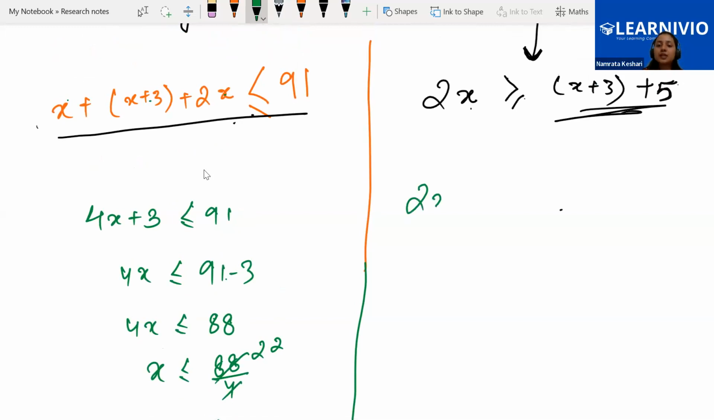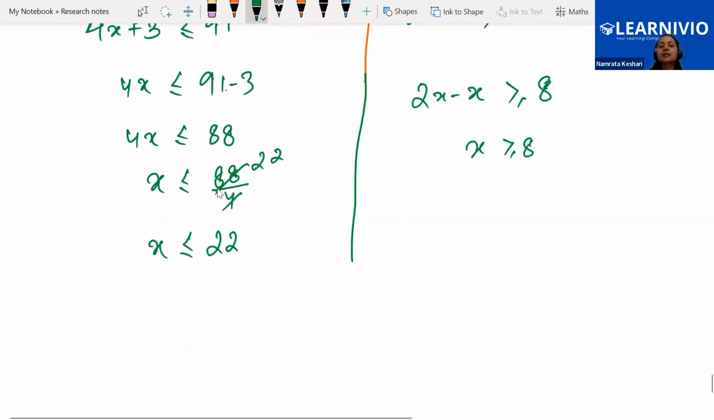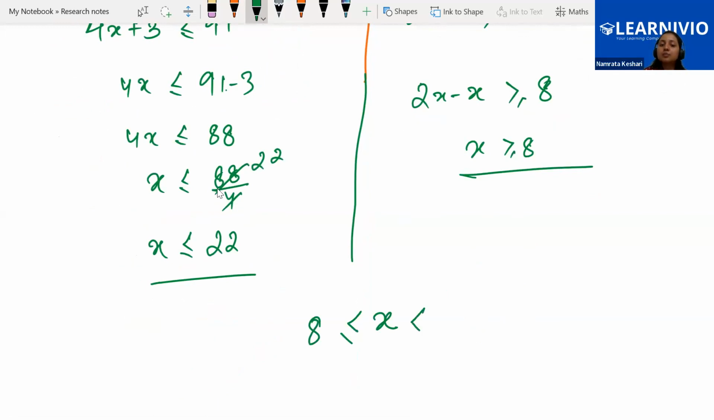We have 2x greater than or equal to x plus 3 plus 5, that is 8. This x we can shift to this side. We will have 2x minus x greater than or equal to 8, so x is greater than or equal to 8. Combining this one and this one together, we can say x has to be larger than or equal to 8 and smaller than or equal to 22.